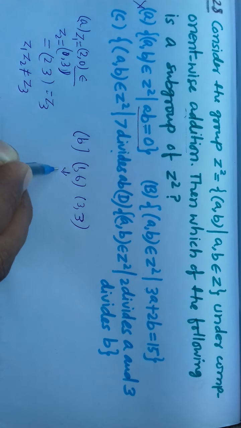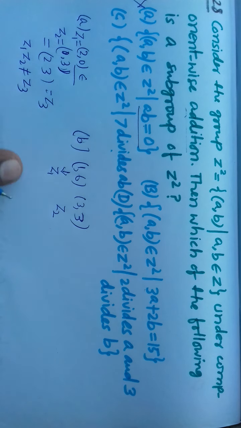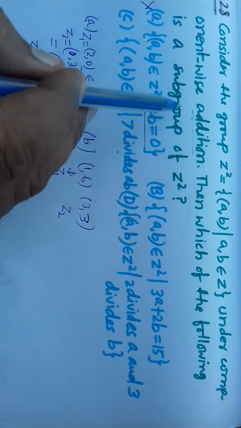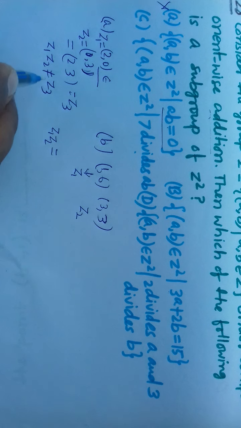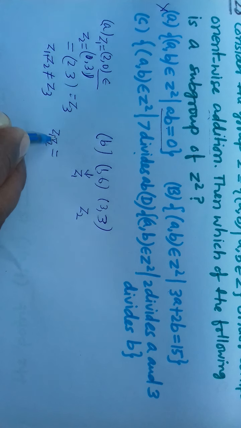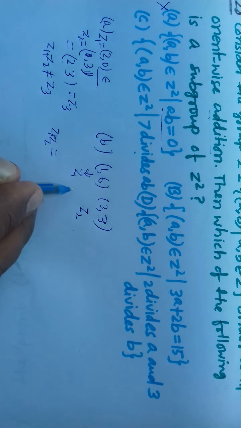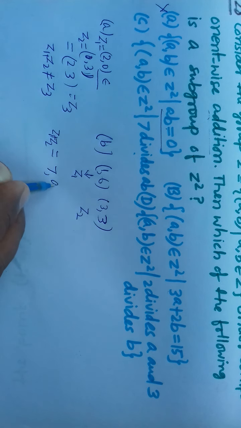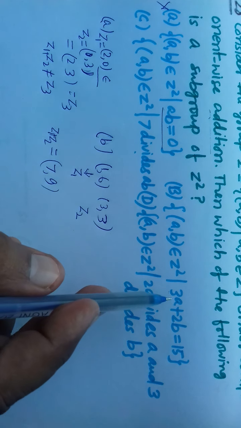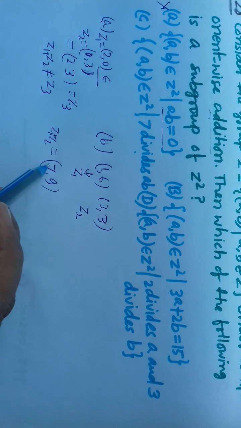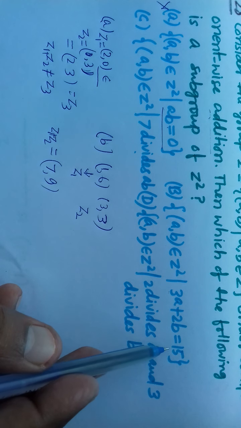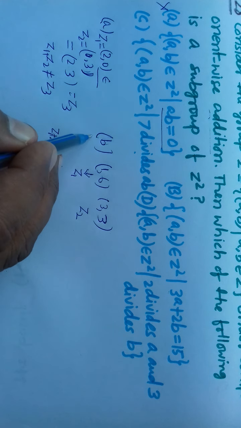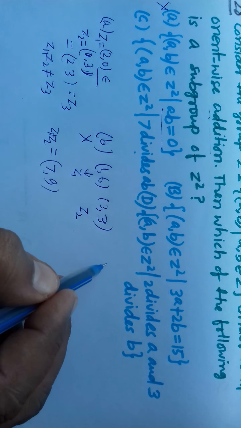So suppose this is Z1, and suppose this is Z2. Here you see component-wise addition. So if you add, then you get Z1 plus Z2, due to addition. So you get (7, 9). If you put 7 at the place of A, and 9 at the place of B, then you are not getting 15. So B is also a wrong option.